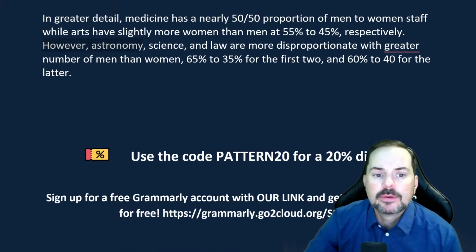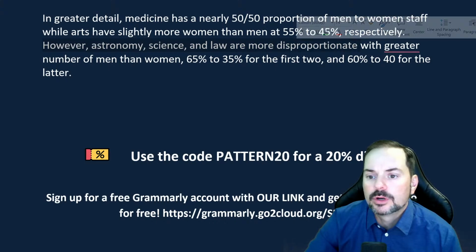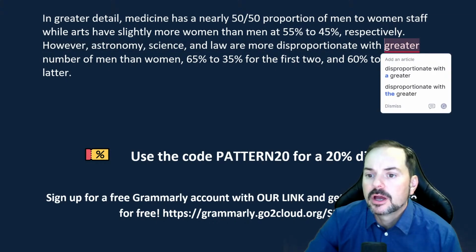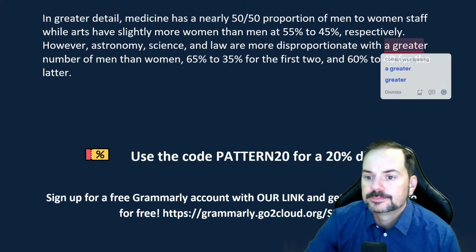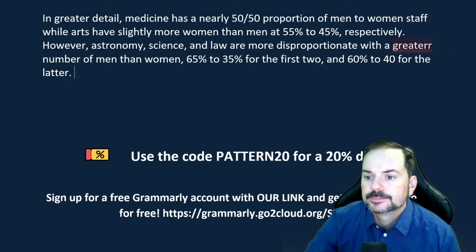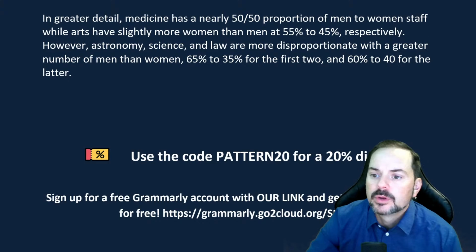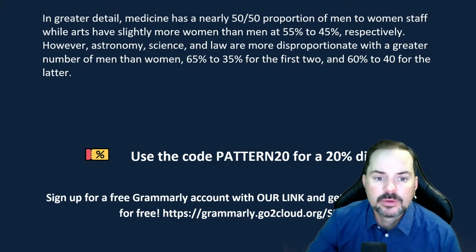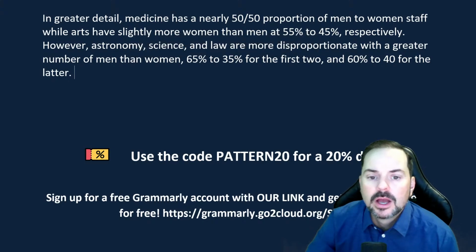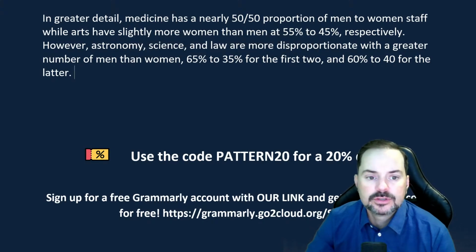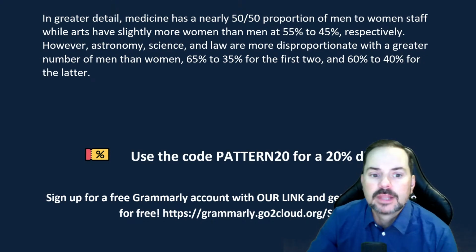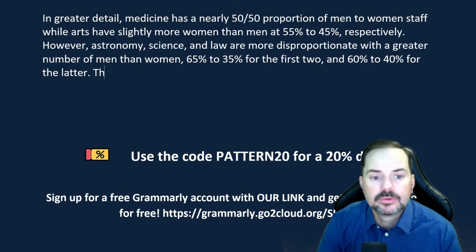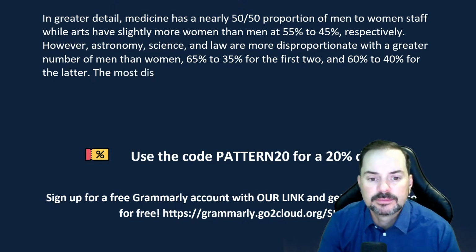Okay, so however, astronomy, science, and law are more disproportionate with a greater number of men than women. By the way, that's using Grammarly. Make sure your thens are with an A, not an E. 65 to 35% for the first two, meaning astronomy and science, and 60 to 40%, let's not forget my symbol there, for the latter.